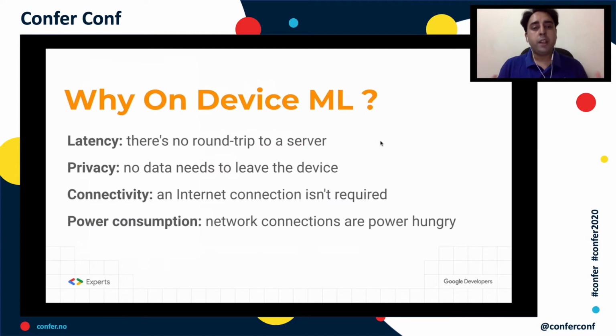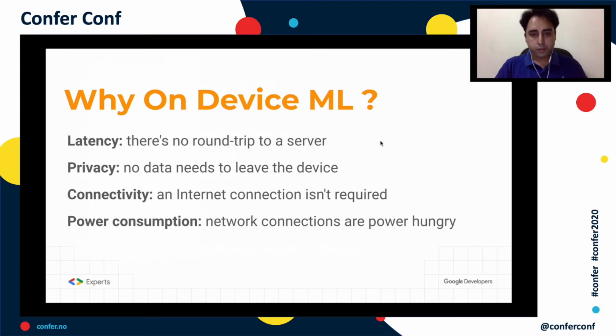Now, why do we need on-device machine learning? Like I said, on-device machine learning enables us to run the machine learning model on device without needing to talk to a server or a remote cluster. That means there is no round trip to a server, which saves a lot of latency. And since the device is responsible for handling the machine learning model, the model itself resides on the device, your data will not go outside of your device, which leads to privacy. No data needs to leave the device, and you can be assured of that.